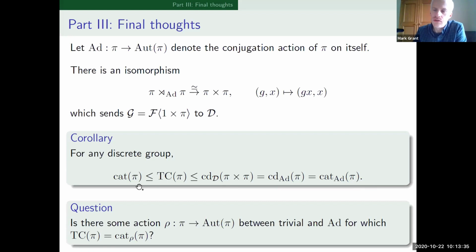Now we've also got a lower bound given by the category of the group pi, or the category of the K(pi,1) space. And that can be viewed as the equivariant category of pi acting on itself trivially. So intriguingly, we've got TC of the group is sandwiched between two equivariant categories of the group. So it's tempting to wonder whether there's some action between the trivial action and the conjugation action, for which we have TC of pi is the equivariant category of pi. And I haven't ruled that out yet.